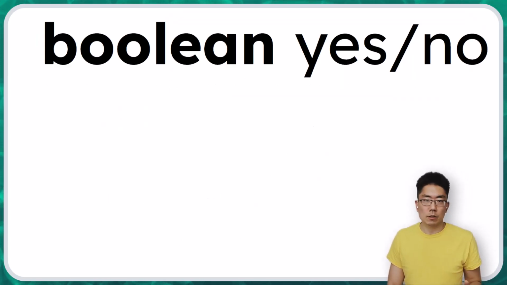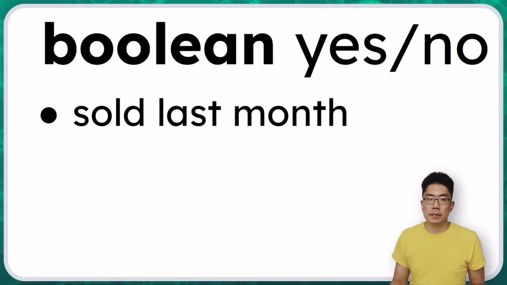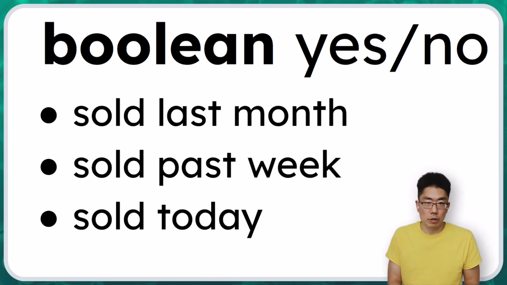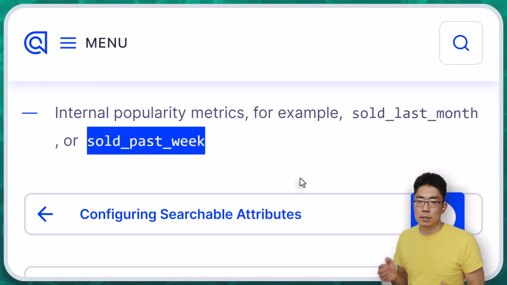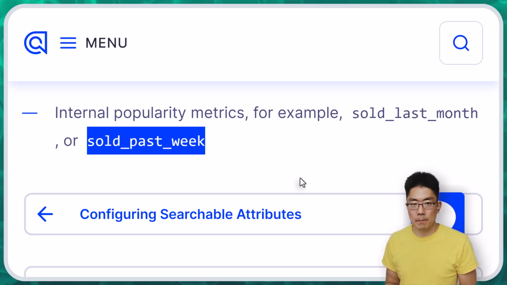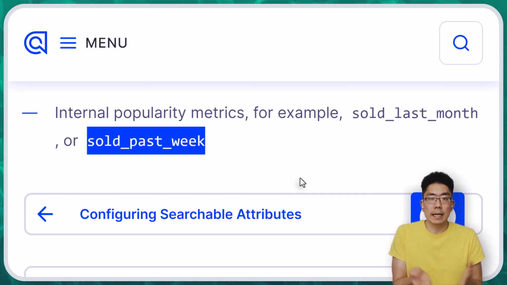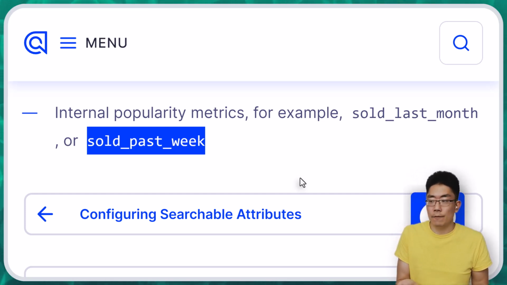Boolean just means yes or no, true or false. For example, has this product sold in the last month? Yes or no. Did your product sell in the last week? Yes or no. Did your product sell today? Yes or no. Sold last month and sold past week are examples of internal popularity metrics that the Algolia developer manual talks about. So we now know from a code perspective, it's possible for TPT to prioritize your product if it sold today, if it sold last week, if it sold last month.